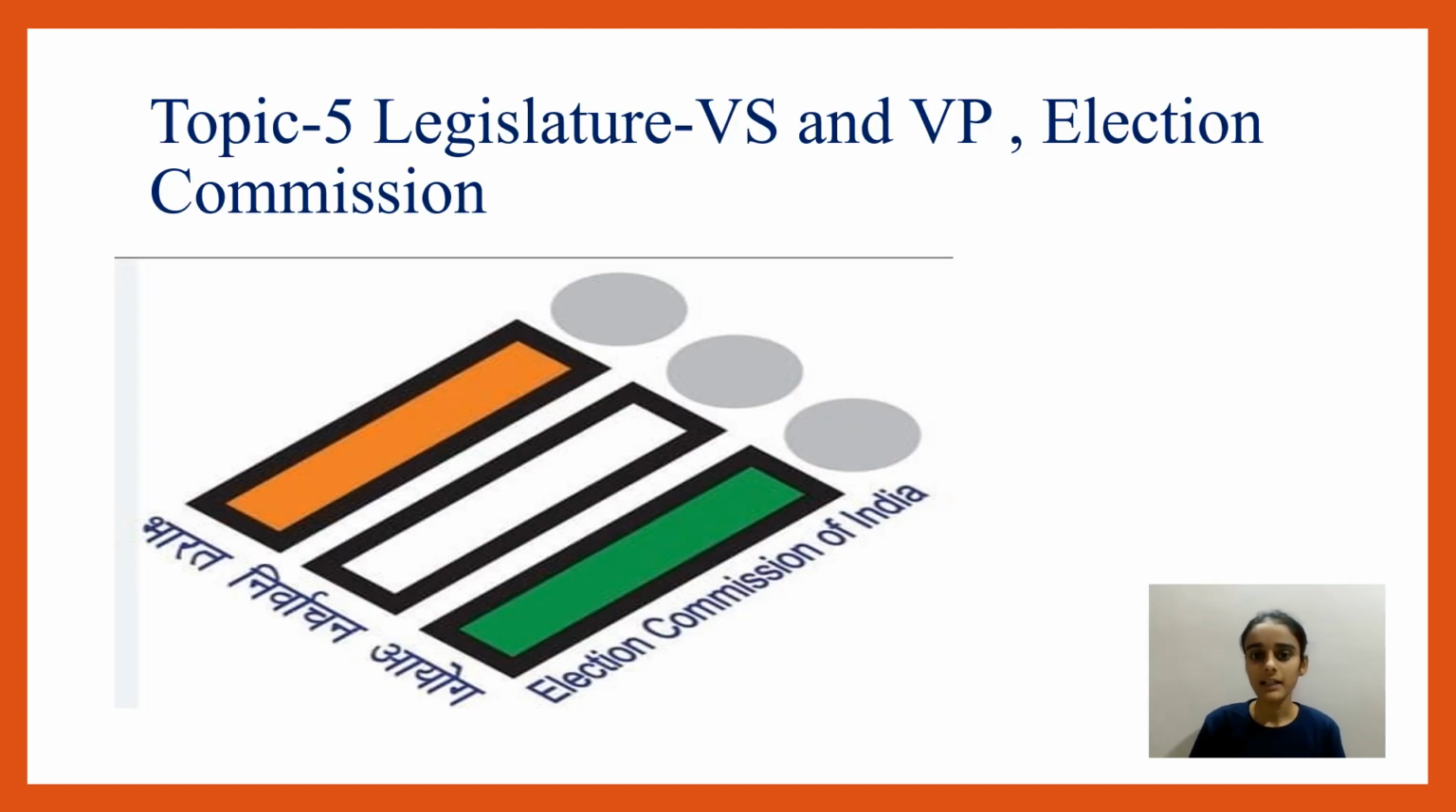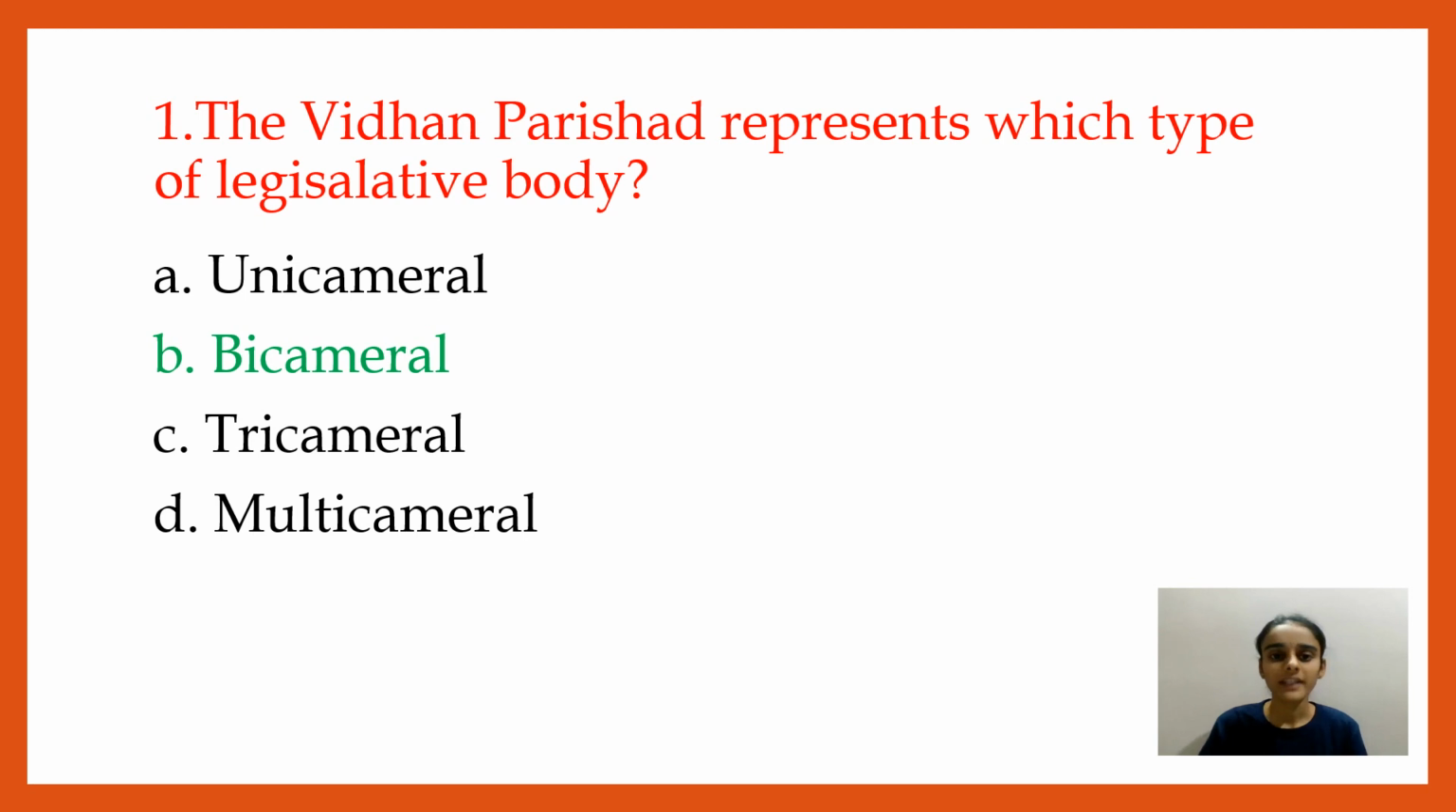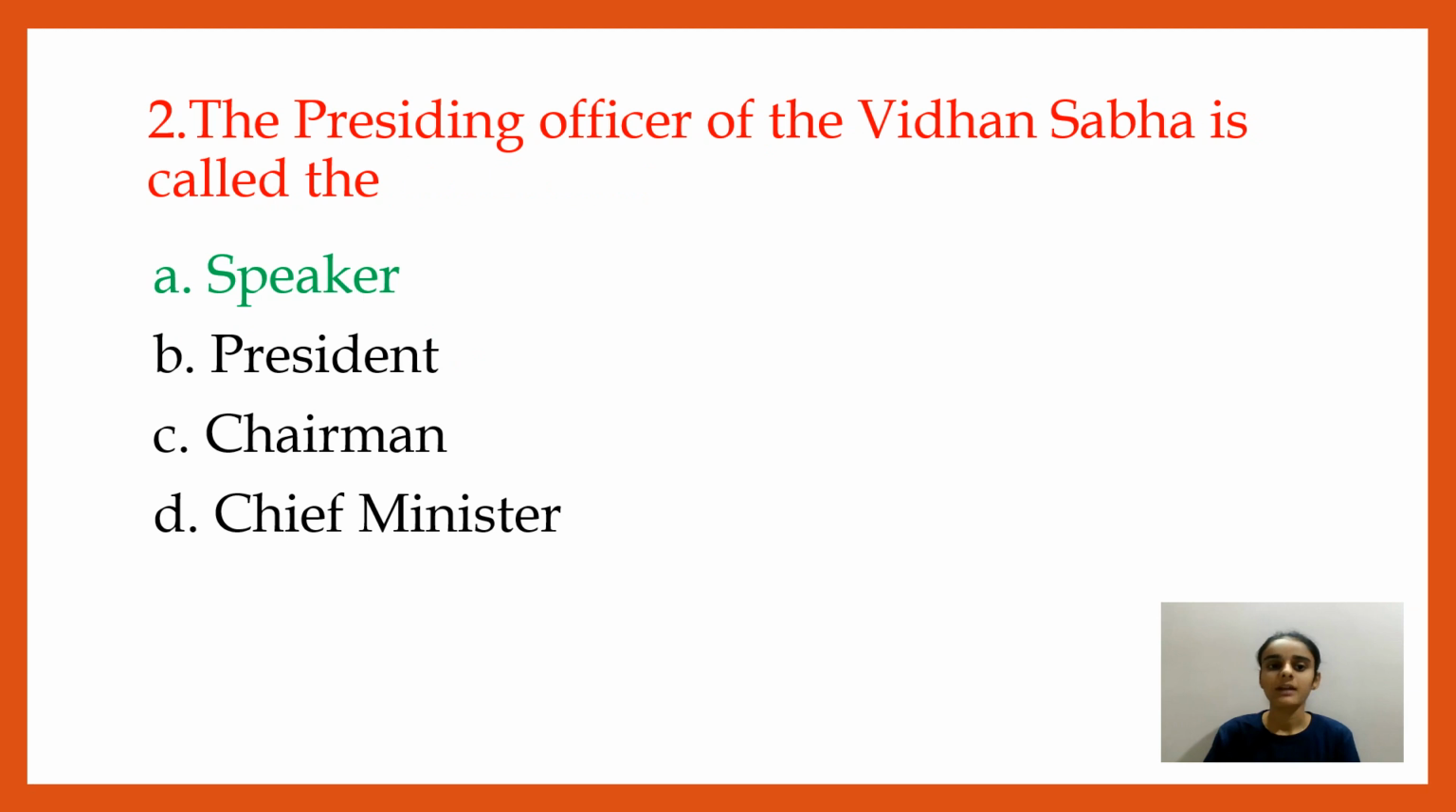Fifth topic, legislature, Vidhan Sabha and Vidhan Parishad, Election Commission. First question, Vidhan Parishad represents which type of legislative body? Option A, unicameral. Option B, bicameral. Option C, tricameral. Option D, multicameral. And the correct option is option B, bicameral. Second question, presiding officer of Vidhan Sabha is called option A, Speaker, option B, President, option C, Chairman, option D, Chief Minister. And the correct option is option A, Speaker.